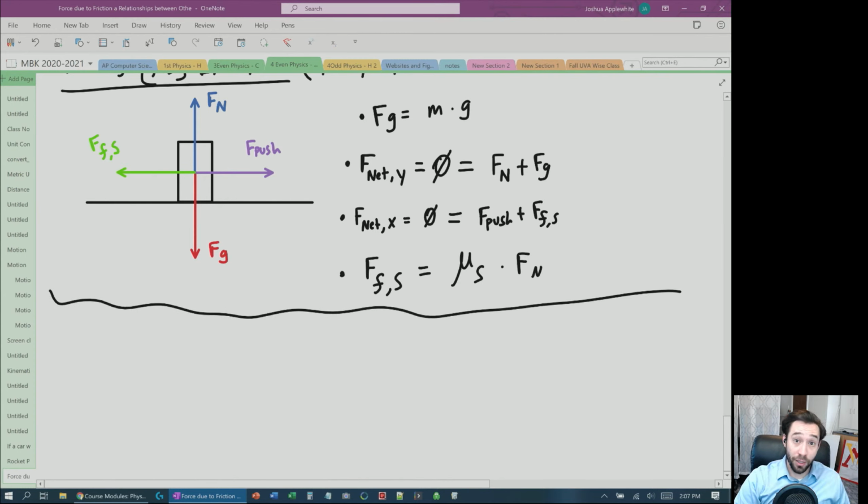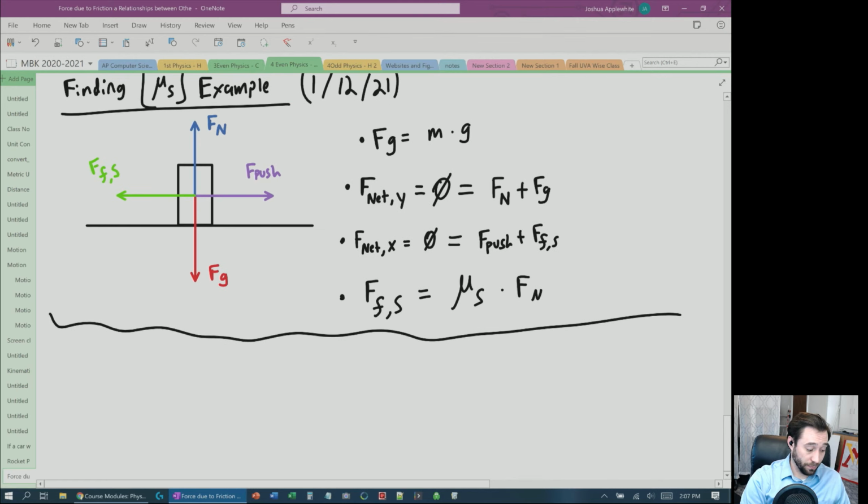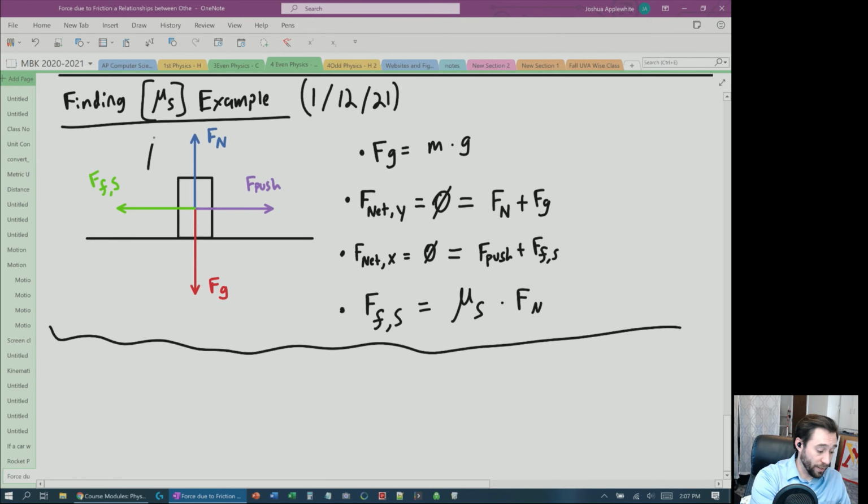My goal for this problem is to figure out what the coefficient of static friction is. Now remember, the coefficient of friction lets us know how frictiony a surface is. If something's really smooth, it's going to have a low coefficient of friction. If it's very rough and bumpy, it's going to have a high coefficient of friction. And the video on friction will help reinforce those concepts.